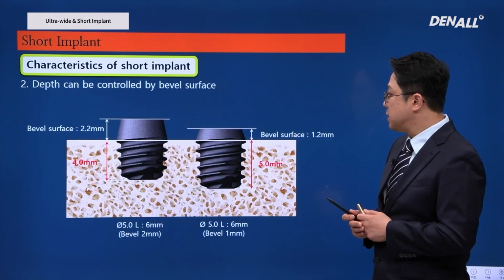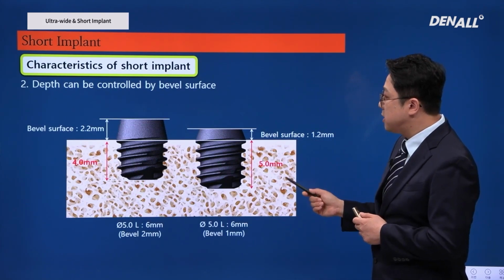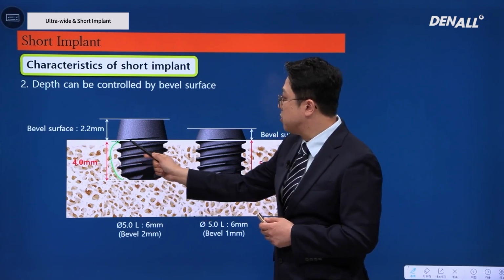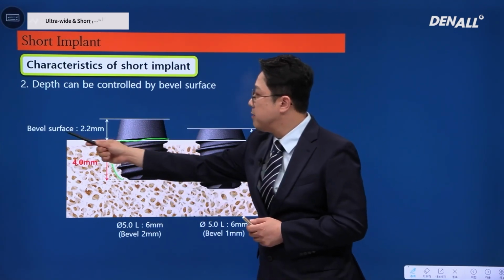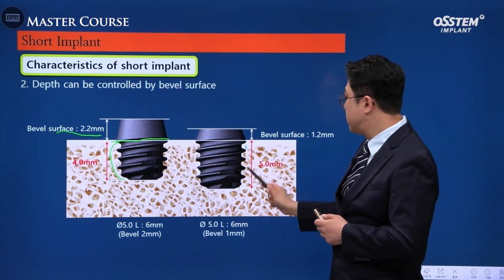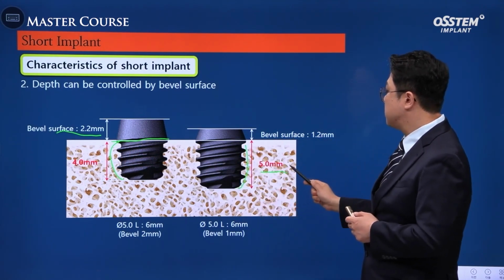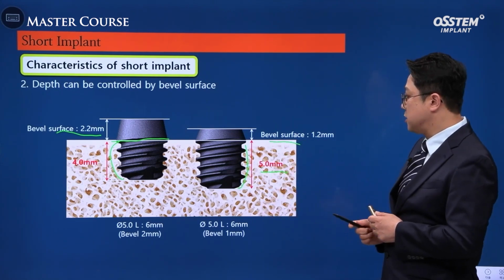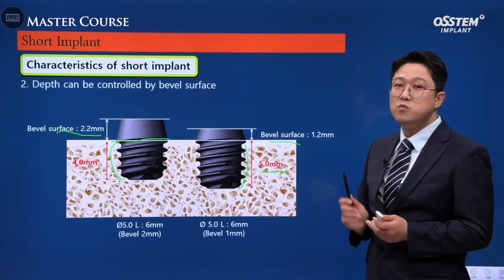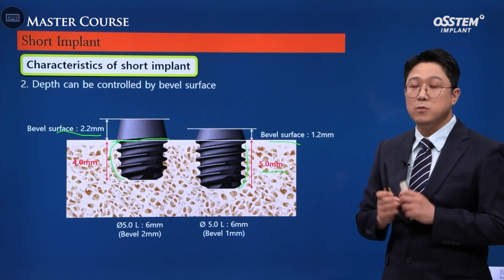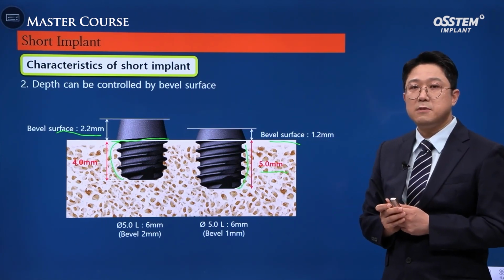If you look at extra short implants, as mentioned, only 4 mm go into the bone, and the beveled surface is in contact with soft tissue. This is the same with the 5 mm implant. The amount that goes into the bone is 5 mm, and the beveled surface is in contact with soft tissue. The entire length is 6 mm, but with the changed form, you can use these extra short implants.